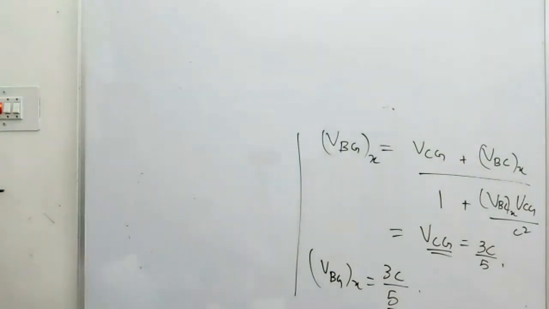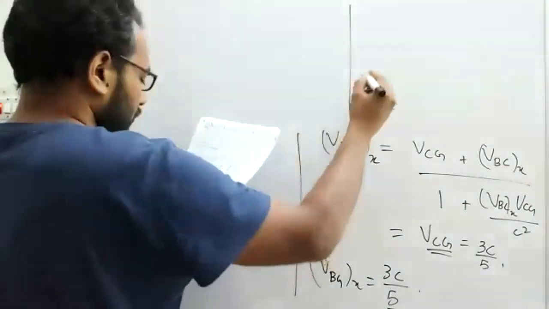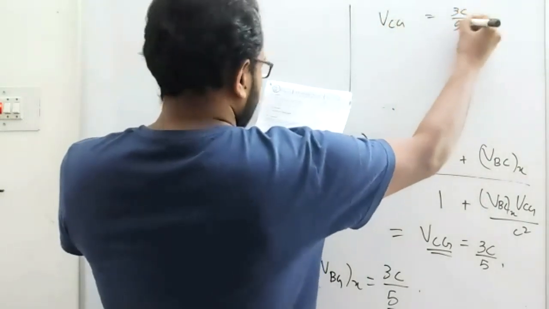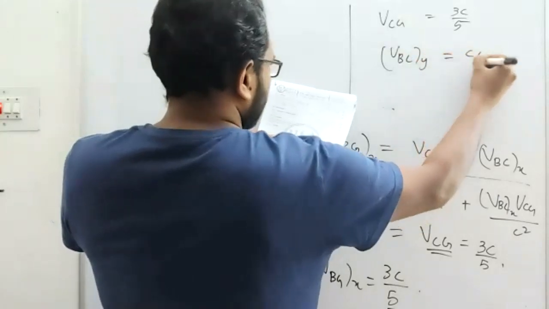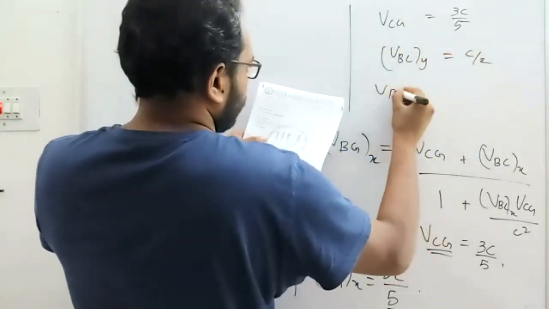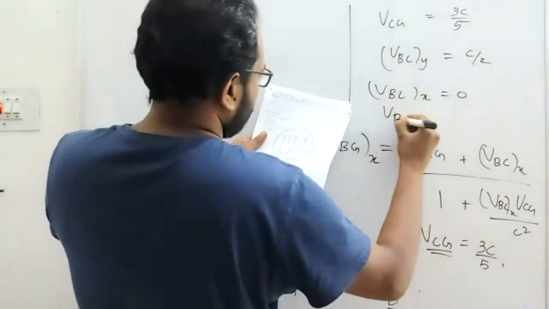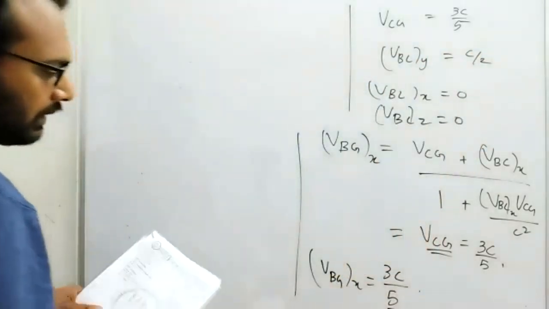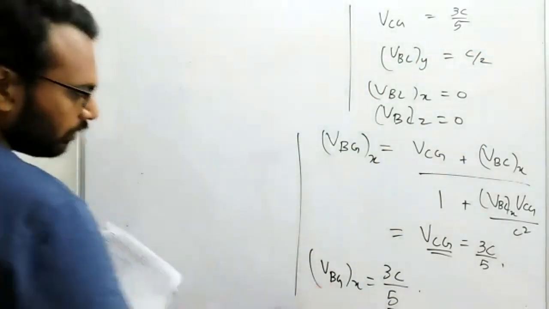So we have got that. Right, so what were the things that we had here? We have the velocity of car with respect to ground, 3c by 5, and the velocity of ball with respect to car, y component is c by 2, and the velocity of ball with respect to car, x component is 0. The z component is also 0. We are talking about the xy plane, so let's not worry about z. So we used this and we found the x component of velocity of ball with respect to ground.